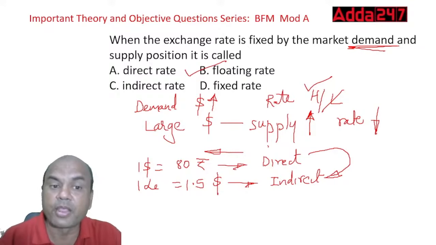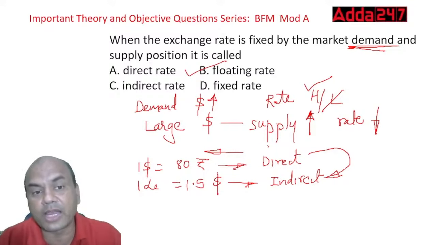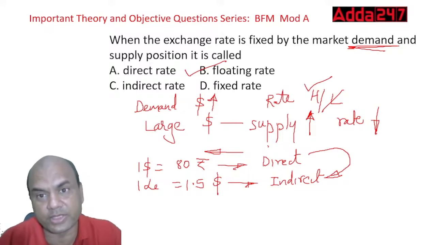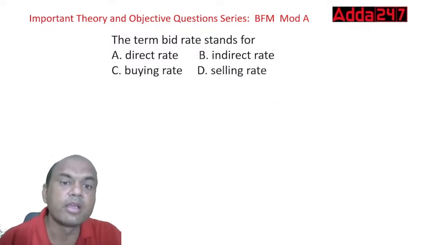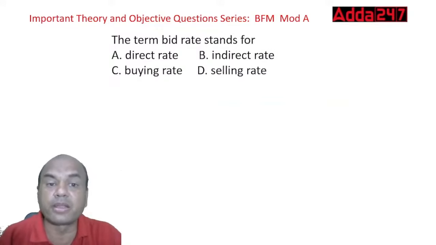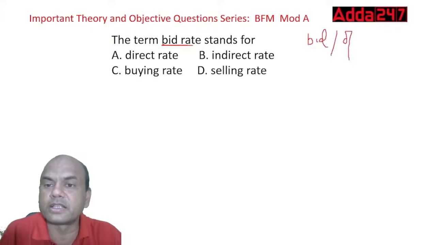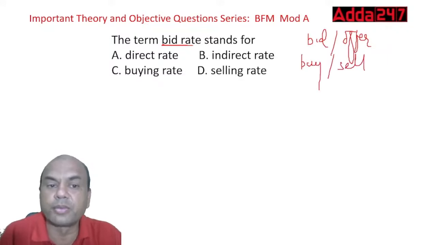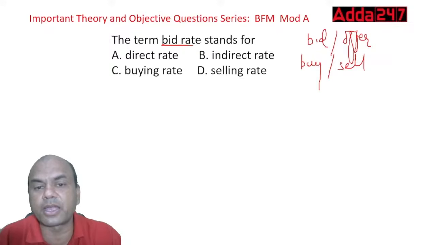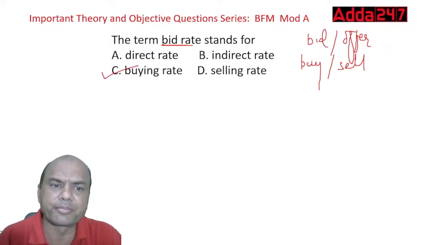So this is the concept of direct, indirect, floating, and fixed. The term bid rate stands for bid. Bid offer. You call it buy and sell. So bid stands for the buying rate.